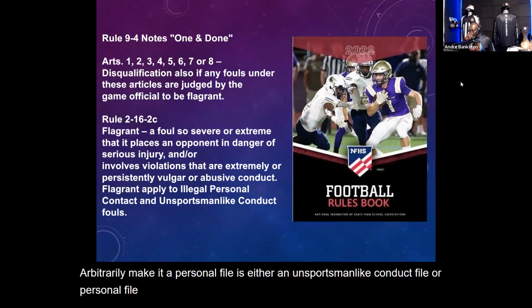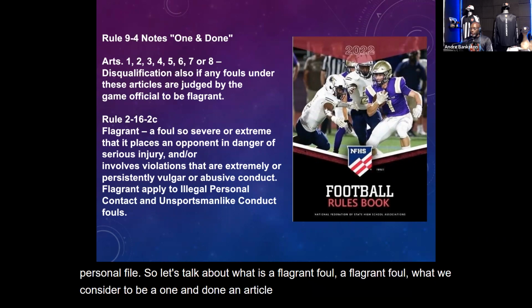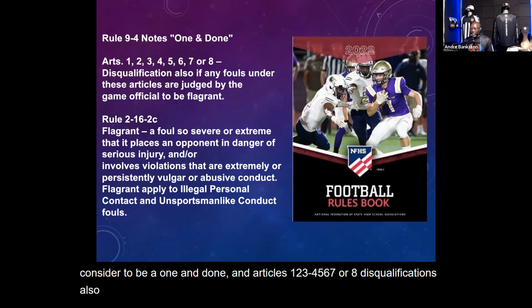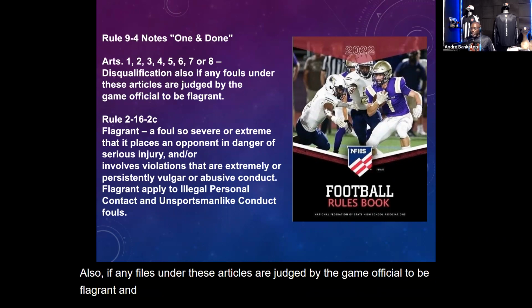So let's talk about what is a flagrant foul. A flagrant foul is what we consider to be a one and done. In Articles 1, 2, 3, 4, 5, 6, 7, or 8, disqualifications also apply if any fouls under these articles are judged by the game official to be flagrant in Rule 9. So what is a flagrant foul?